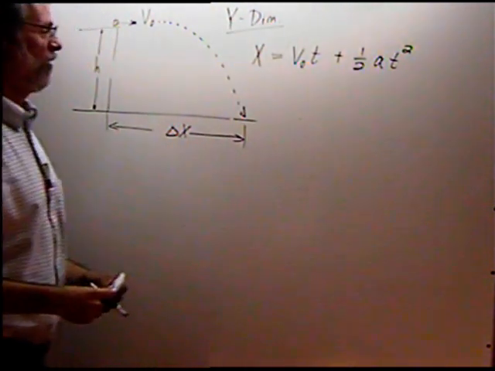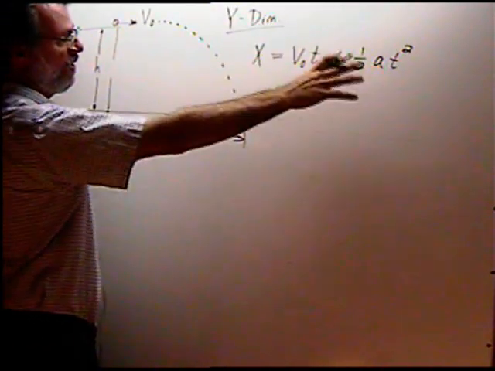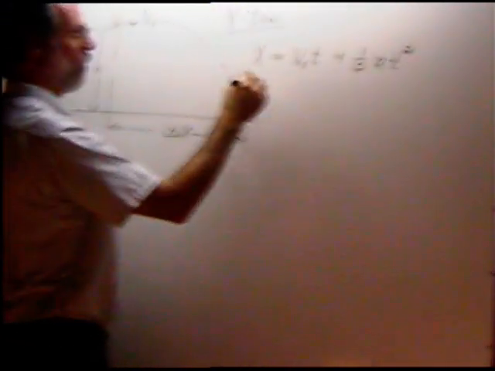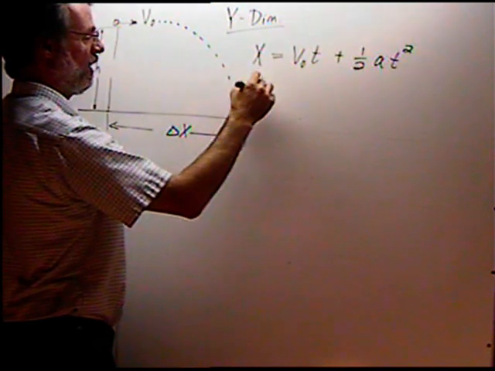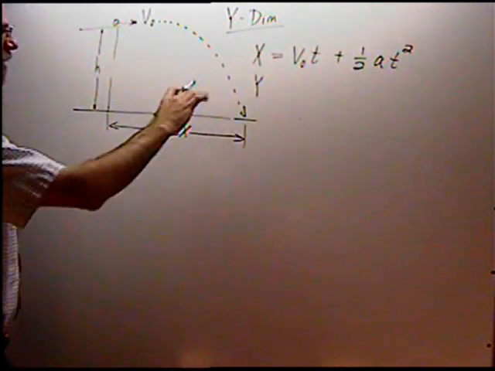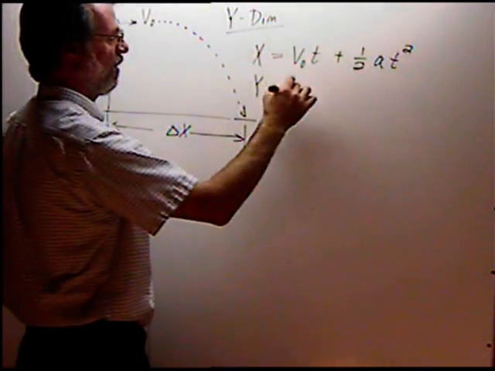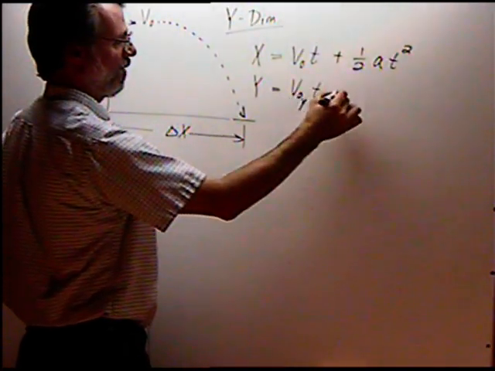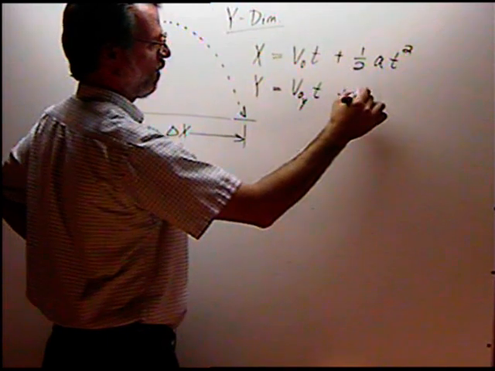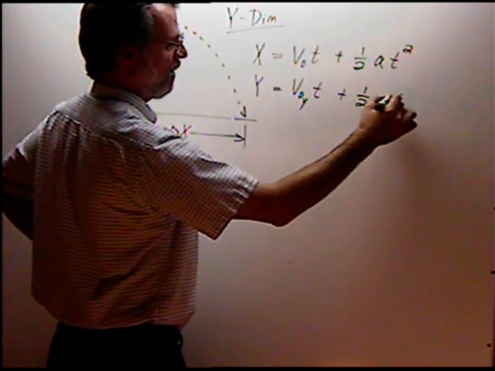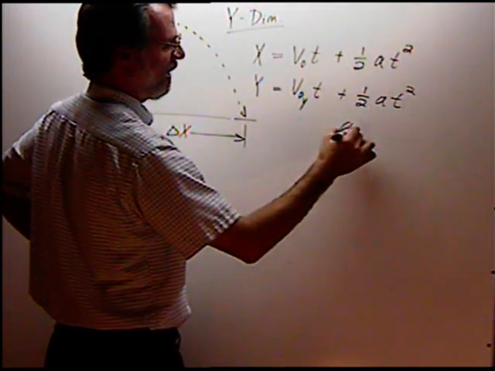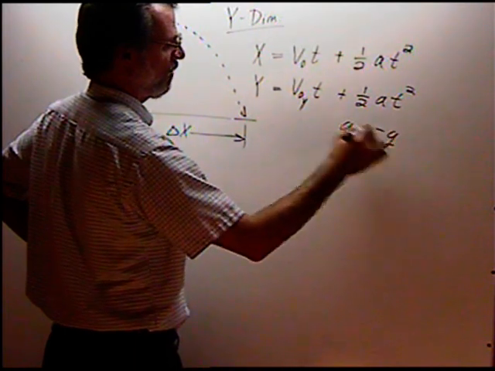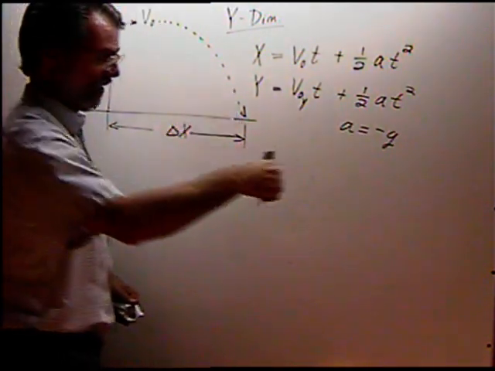Okay, in the y dimension. If you take this equation and look at it in the y dimension, what we have is that the y displacement is equal to the initial velocity in the y component times time plus 1/2 at squared, where a is now equal to minus g, the acceleration of gravity going down.